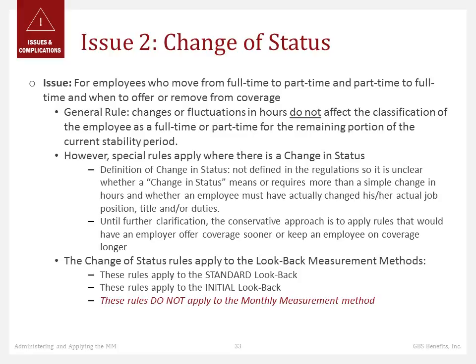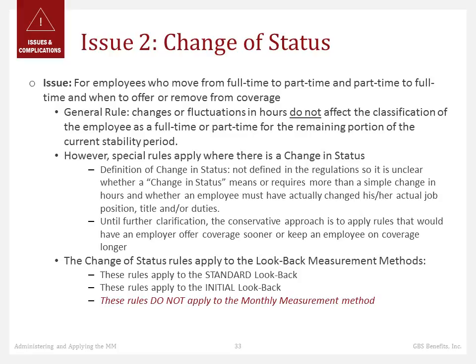Okay, so that's the first issue that comes up with the measurement methods, and the second issue is change of status. This change of status only applies to the look-back measurement method. It does not apply to the monthly measurement method, just FYI. So what's the issue? For employees who move from full-time to part-time and or part-time to full-time, when do you offer or remove, whatever the case may be, from coverage?